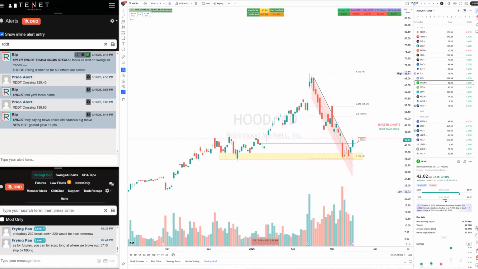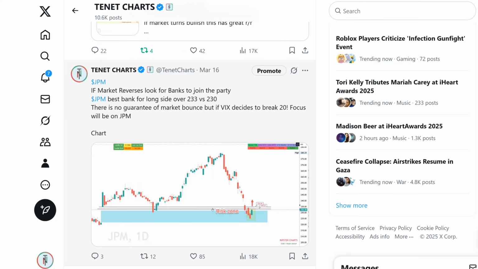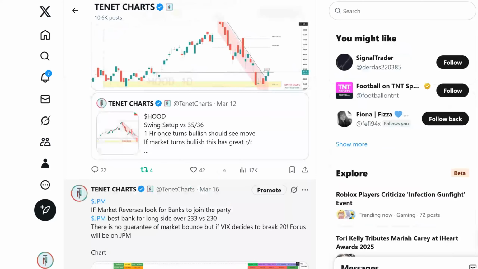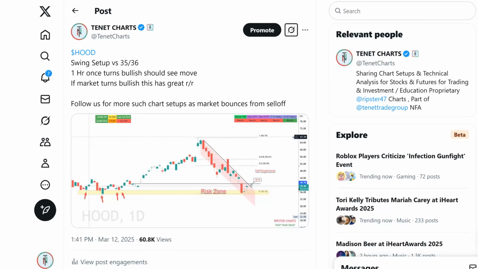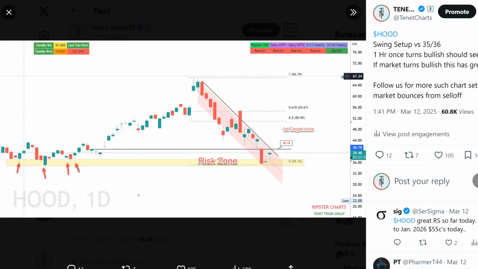So what was the plan on Hood? Let's go back and see. And this is not in my community. We tweeted out for everyone, right? I tweeted out this swing setup for everyone. So when Hood was trading 39, I gave a swing setup versus $35, $36. When the 1 hour turns bullish, we should see higher, and that was our plan, right?